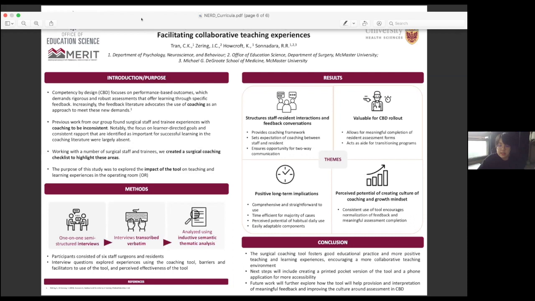And then there is the final step of BID, which is debriefing. This consists of just a reflection of the learner's performance, their attainment of goals and future goals. This allows the staff to see the resident perspective and then also reflection for future learning goals.